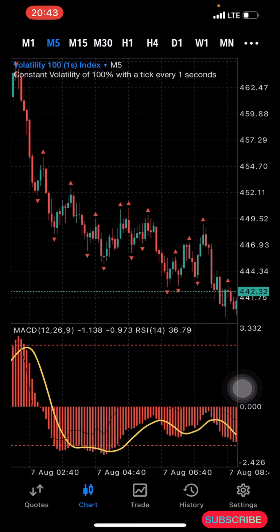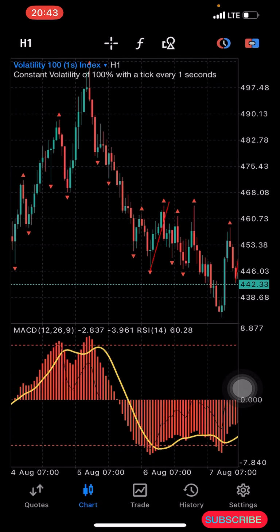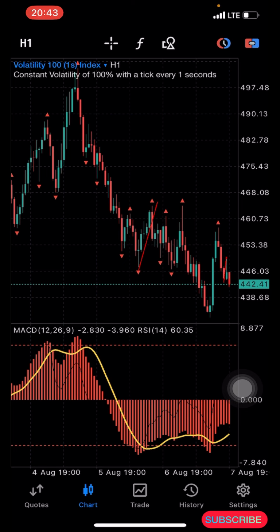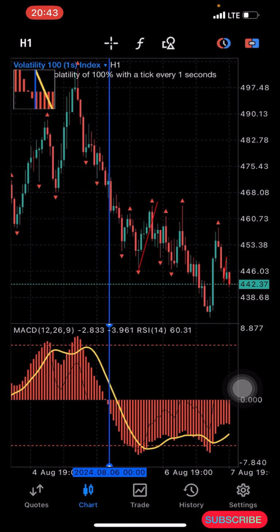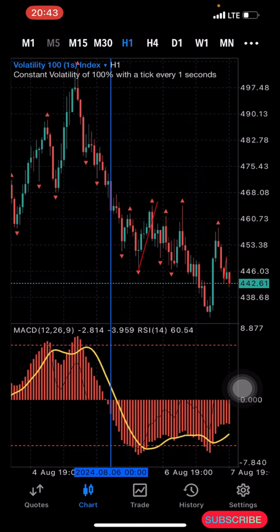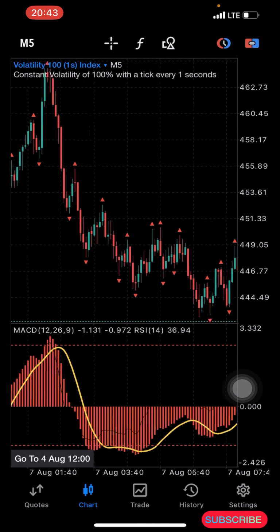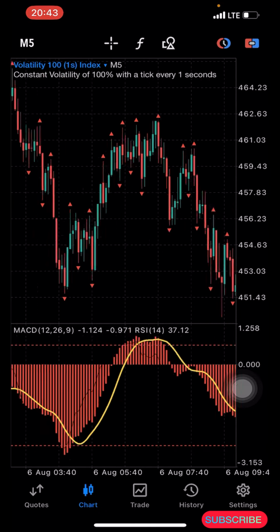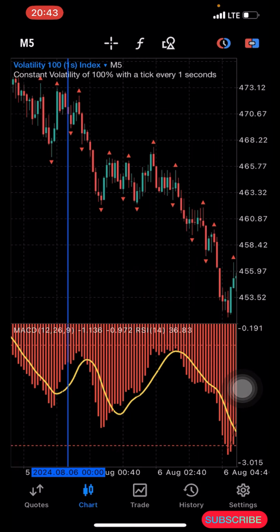Let me mark the area it start going down from, so that we'll know what we are doing in the 5-minute time frame. All right, so this is the area it start changing from. And let's go down to the 5-minute time frame. Okay, so here in the 5-minute time frame now, you are only going to be looking for sell trades alone.